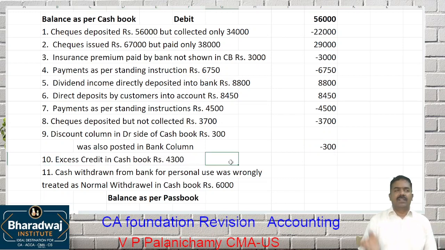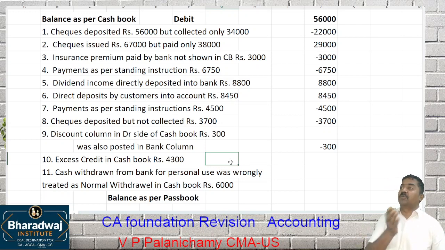In the cash book, the debit side is the receipt side. Which side is the credit side? The payment side. The cash book is maintained by the customer. On the credit side, the payment side, we have put more. Excess credit in the cash book. We have entered more on the payment side, so the balance will go down. We want the banker's balance. What to do?